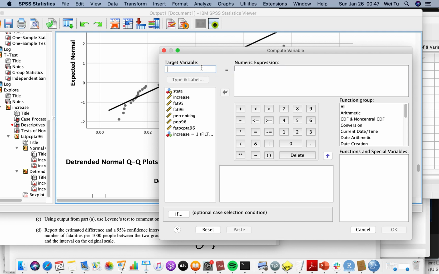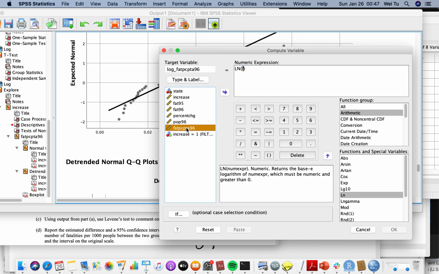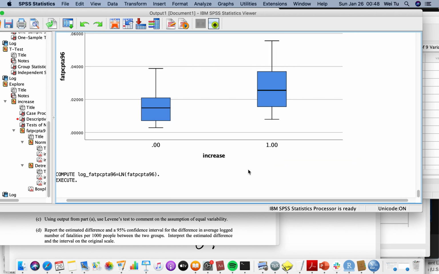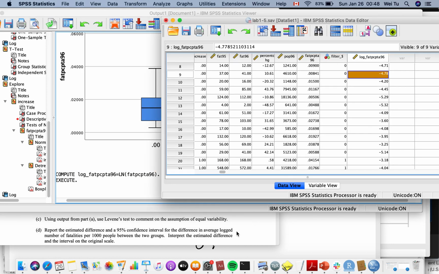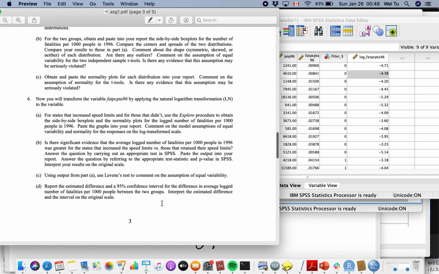We're going to name the new variable log underline pcpta96, which is a natural log, which is underneath Arithmetic, and then we have the LN, and then put this one here, and then we do OK. So if you check your data, you have a new column, and I'm going to study this new column.